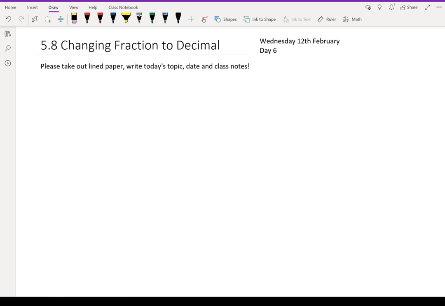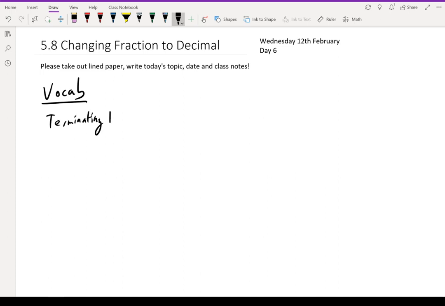We are on 5.8 today, which is actually the last lesson of chapter 5, changing fraction to decimal. This topic is rather simple. Many of you probably know how to do this already, but before we go into the actual changing fraction to decimal, there is some vocabulary that I want to talk about. There are two main vocab today. First, we have something called terminating decimal.